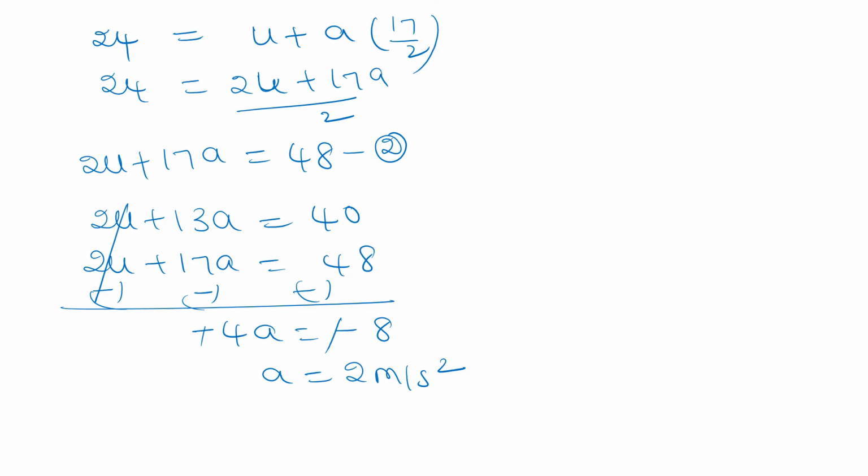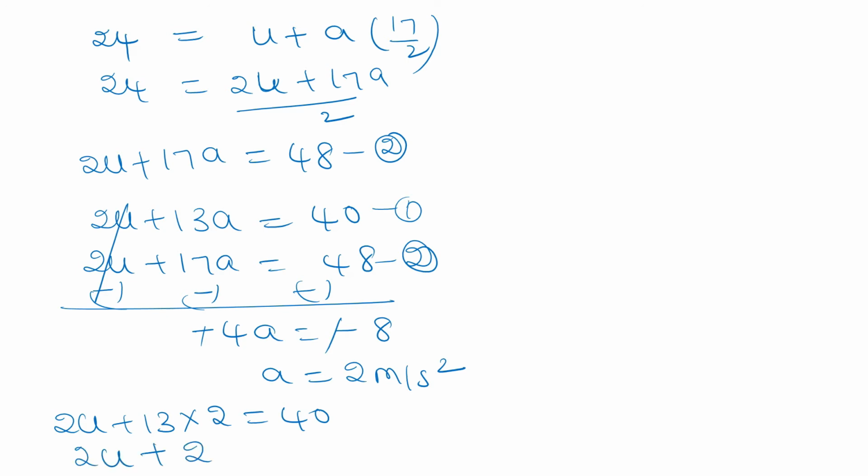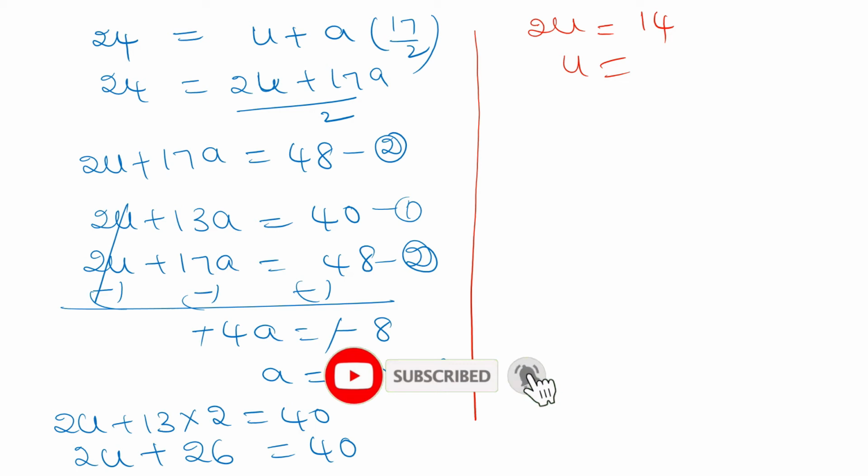Substituting the value of a in any of the equations, now we are substituting in equation 1. This is equation 1 and this is equation 2. So 2u plus 13 into 2 is equals to 40. So 2u plus 13 2s are 26 is equals to 40. So we are getting 2u is equals to 14, 40 minus 26. So u is equals to 2 ones, 2 7s, 7 meters per second.